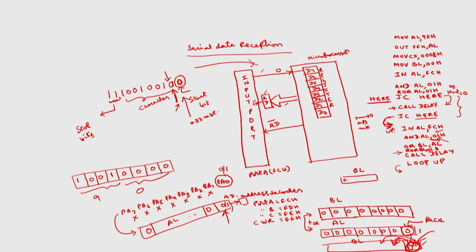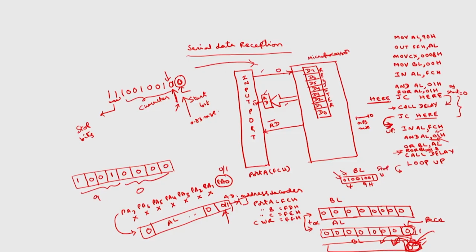So, at the end of this loop, BL will contain that 0100 1001, which is 49H, because the first bit received will be at the end. This will be rotated 8 times, because this rotate operation is in a loop. So, this will come here, the second bit received will be here. So, like that 49H will be placed in BL. So, this is valid if the received bit follows 2 stop bits.